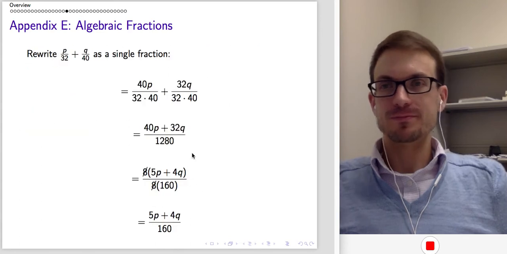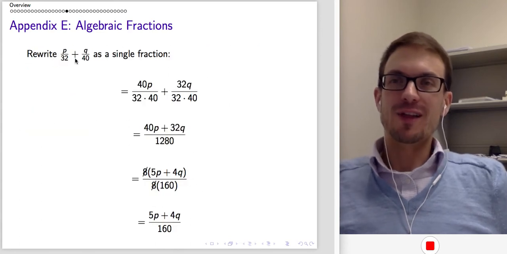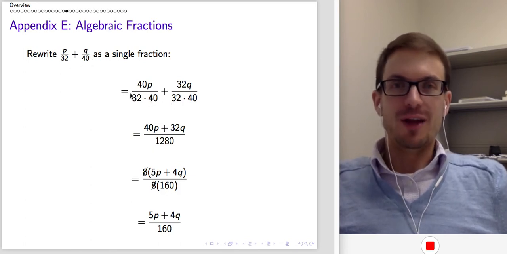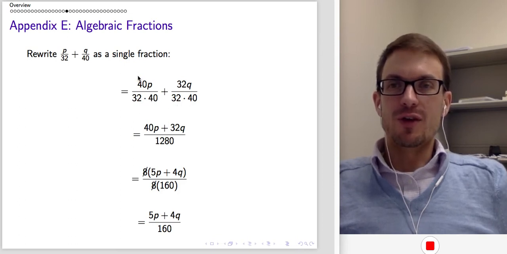Okay. Here's another one for practice. Let's write p over 32 plus q over 40 as a single fraction. How do we do this? Well, we have to get a common denominator. So 32 times 40, 32 times 40, and then over here, 40 times p, 32 times q.